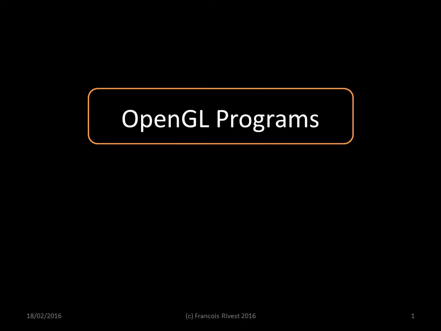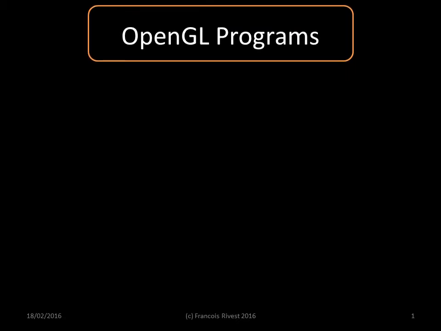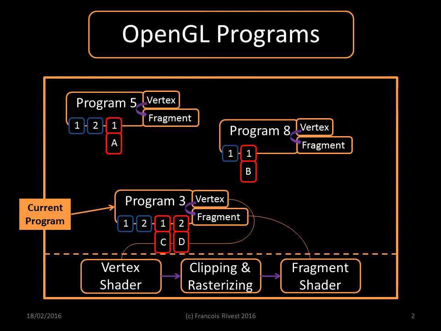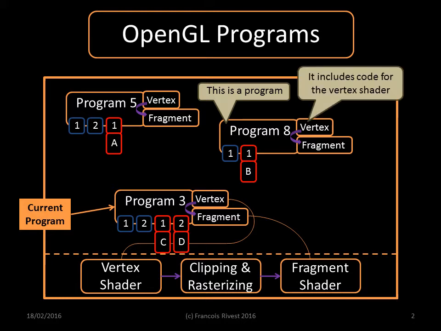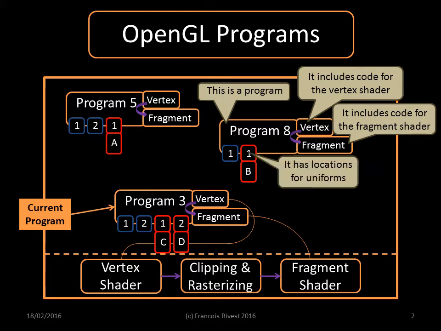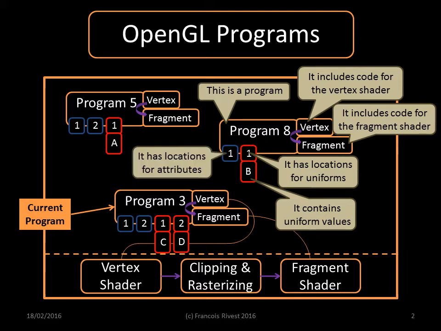Okay, so today I'm going to talk about OpenGL programs. So first let's add our OpenGL machine again. There's a process at the bottom with vertex shader, rasterizing, and fragment shader, and there's a whole bunch of programs, and there's one that is currently selected. So what are these things? Basically this is a program. It includes code for the vertex shader, it includes code for the fragment shader, it has locations for uniforms, it also has uniform values, and it has locations for attributes.